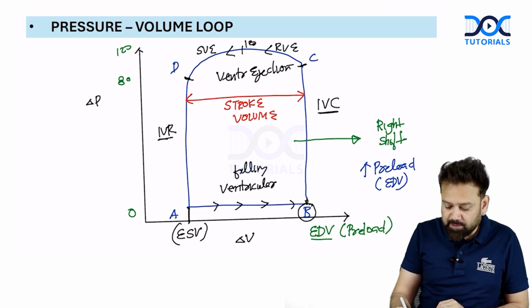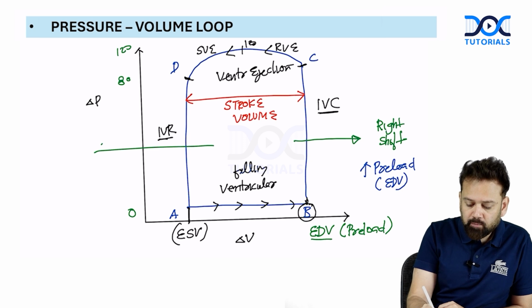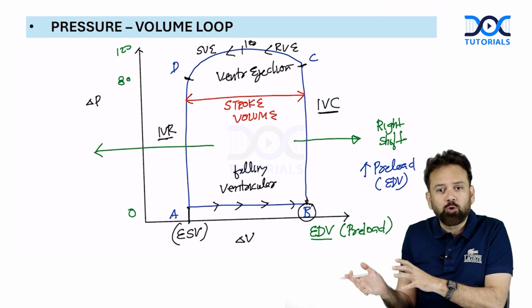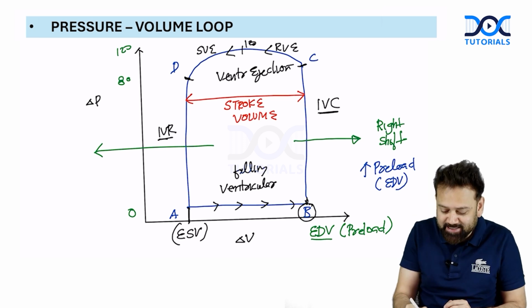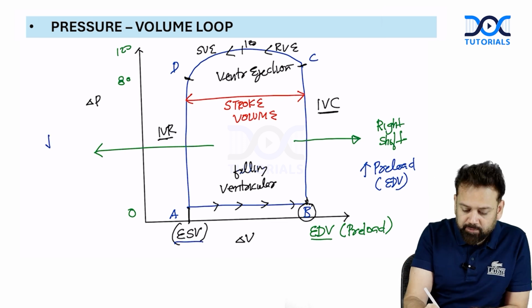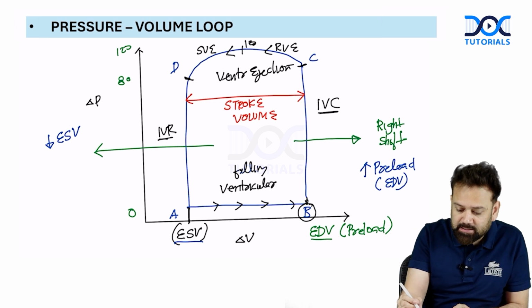Now in the exam, sometimes they will ask you, right shift is due to increase in the preload, so left shift will be due to what? And maximum doctors mark afterload. They are thinking that right shift is preload, so left shift will be afterload. But it is not a poem. Okay, it is a science. Now just think. Left shift means what is decreasing? There is a decrease in the end systolic volume. If left shift is there, what becomes less?